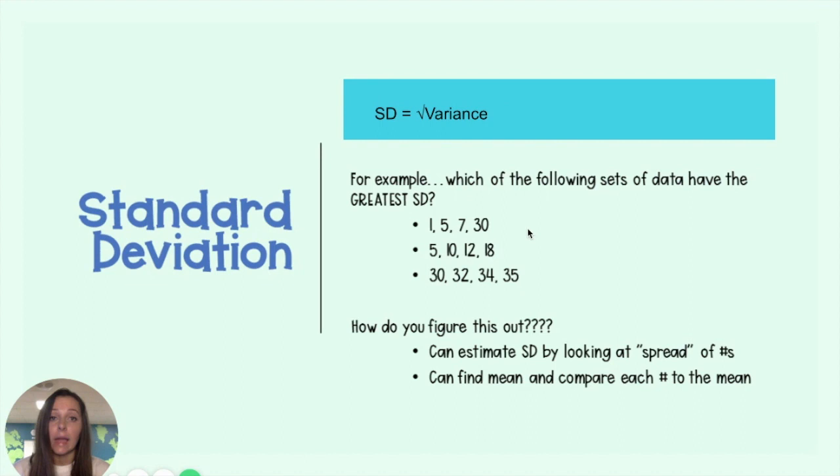You can also find the mean of each and then compare each number to the mean. So if we were to find the mean of the last one, it would be in the 30s, and you would see that all the data points are very close to the mean, so we're not going to have a large spread. That means they're going to be probably within 1 standard deviation above and below the mean, as opposed to the very first set, where you might have some that are 2 standard deviations away above and below the mean.